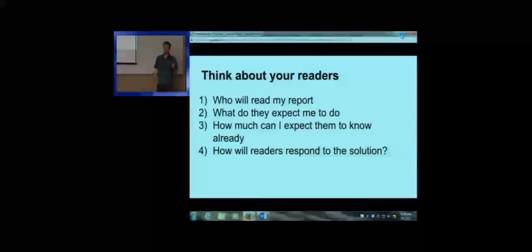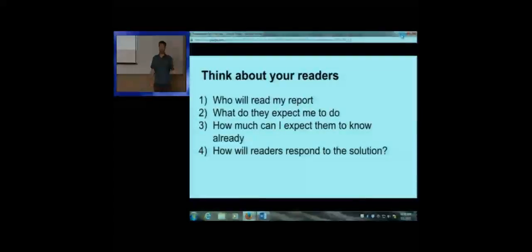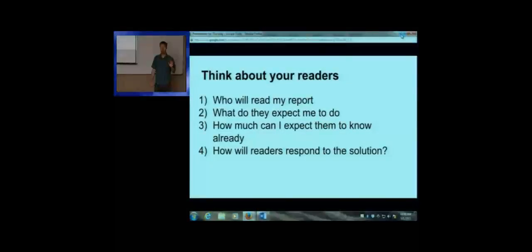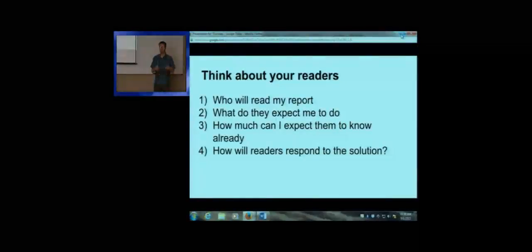So thinking about our readers is important. We've covered this earlier, but these are four questions that will be really helpful to keep in mind during the writing process. And that's, who will read my report? This is a class paper, so your instructor will be reading your report and they'll have certain goals in mind. But as a general rule, think about it.